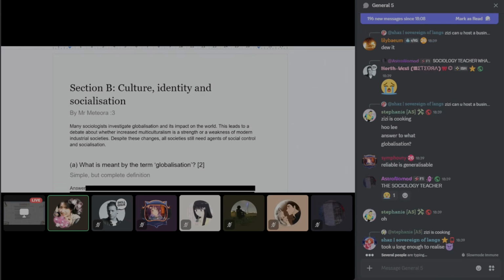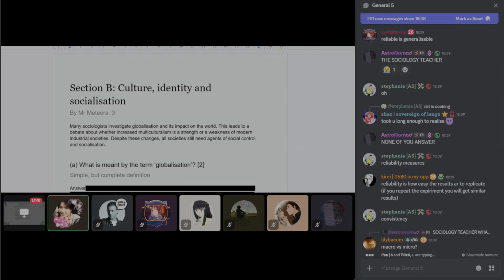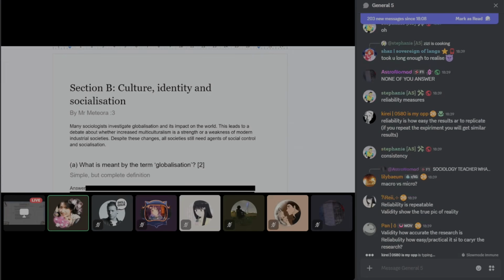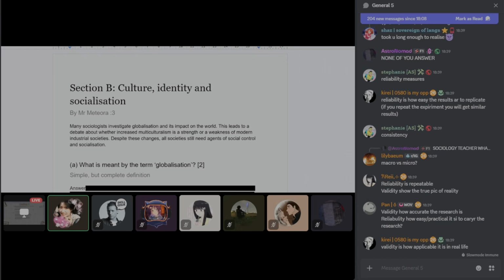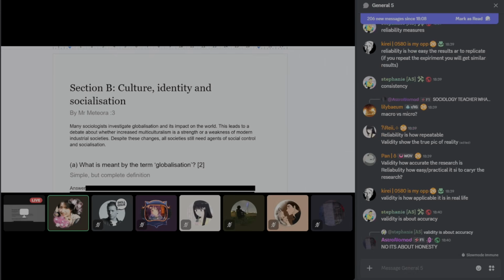Okay, so let's talk about reliability and validity in simple terms. Validity is more like the truth. Does the data show a true picture of what's happening? For example, if you ask a teenager if they've ever broken a rule and they lie to look cool, your data has low validity because it's not true. So, just remember validity is about honesty. Yes, it is about how applicable it is in real life.